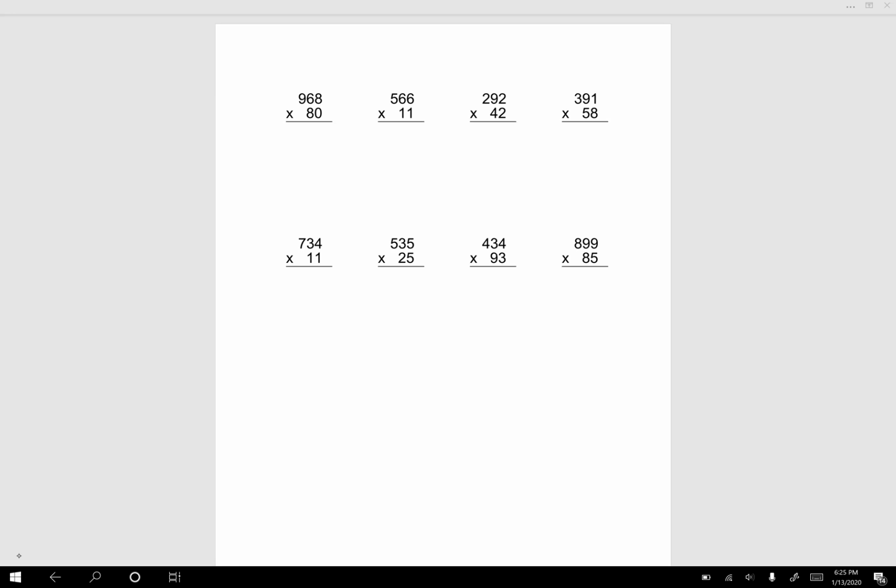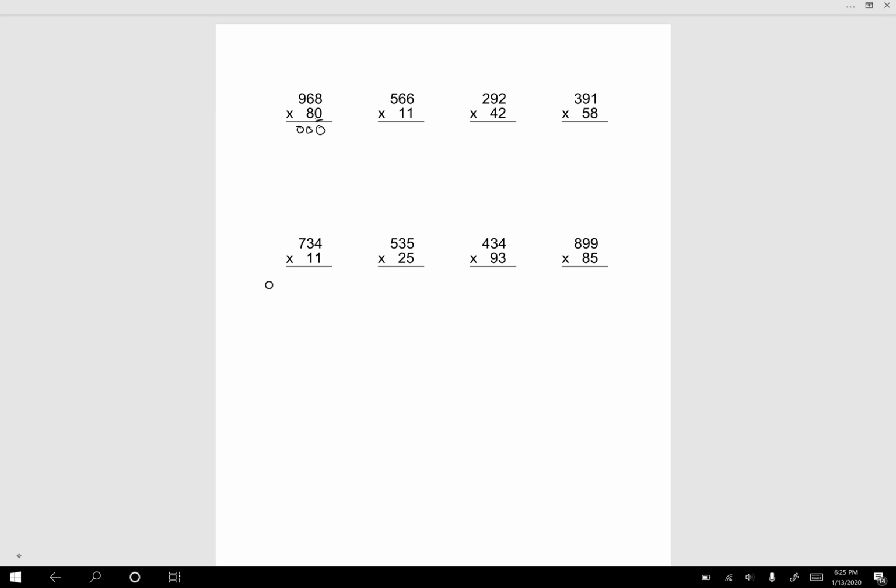968 times 80. We start by multiplying the ones digit, so 0 times 8 is 0, and just a reminder, 0 times anything is 0, which is kind of nice. So all of these, 0 times 6 is also 0, and 0 times 9 is 0. The reason I show all of those zeros is because it helps me stay organized for the layers that I'm going to have as I do my calculations.